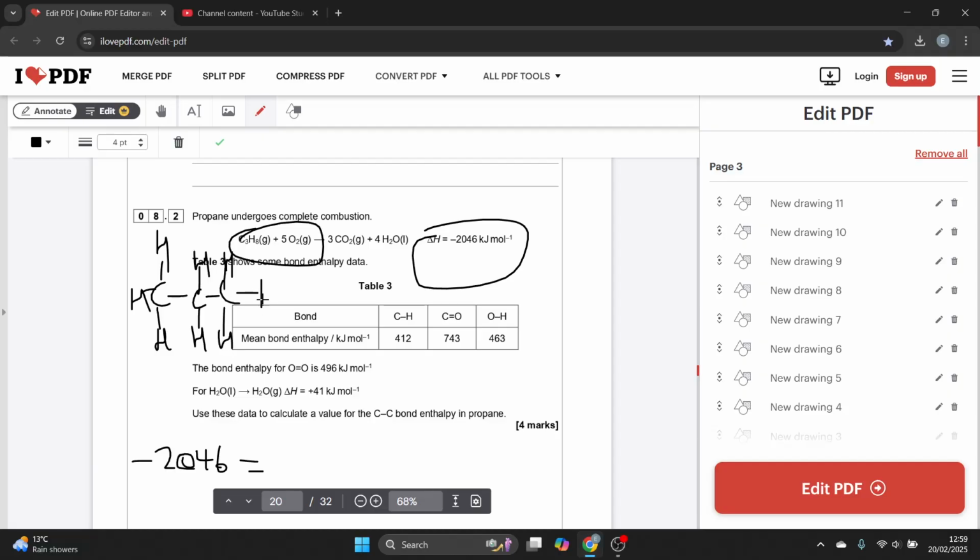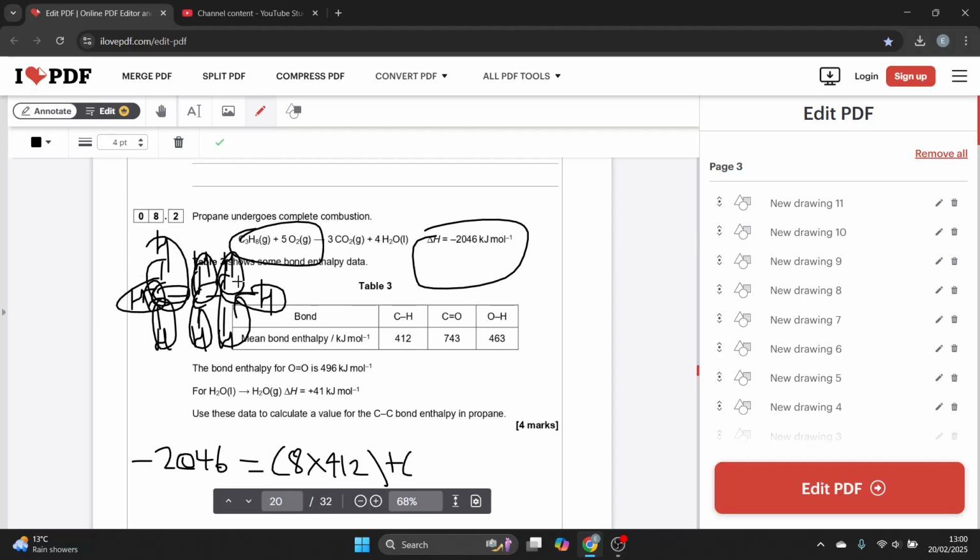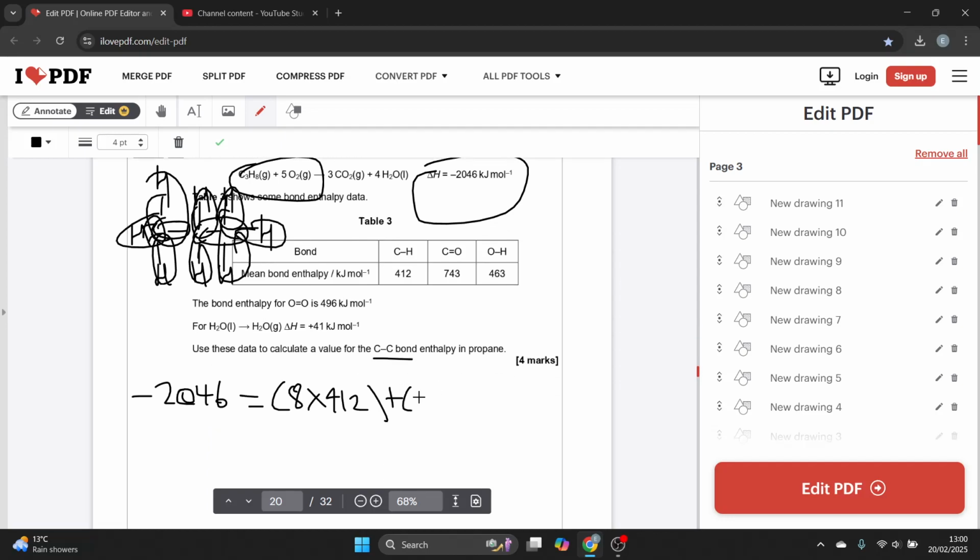One, 2, 3, 4, 6. 3, 4, 6, 7, 8. No, sorry, propane, not propene. I'll just say propene. Propane, C3H8, propene would be C3H6. Anyway, I've got 1, 2, 3, 4, 5, 6, 7, 8 CH bonds. So 8 times 412, plus 2 carbon-carbon bonds, which I'm trying to find out, plus 2y, plus 5O2. Well, O2, O double bond O.